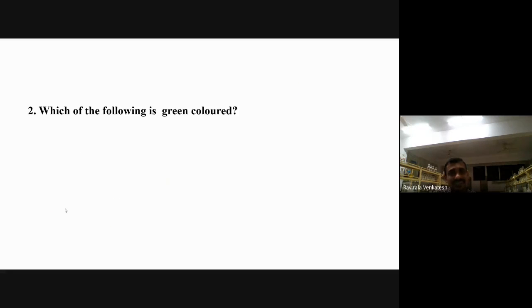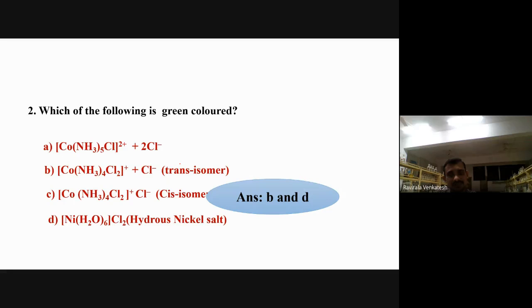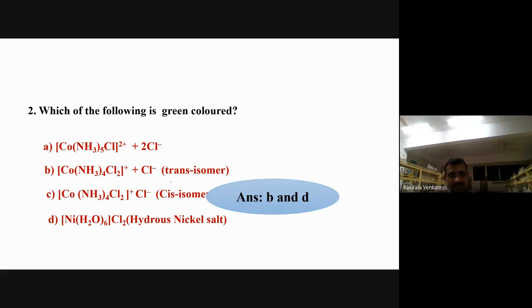So the following is green colored. Can you say that one? Green color. Cis or trans isomer? Okay, no problem, no problem. You can't remember that one. Sir, trans isomer. Yes, yes. Trans isomer.